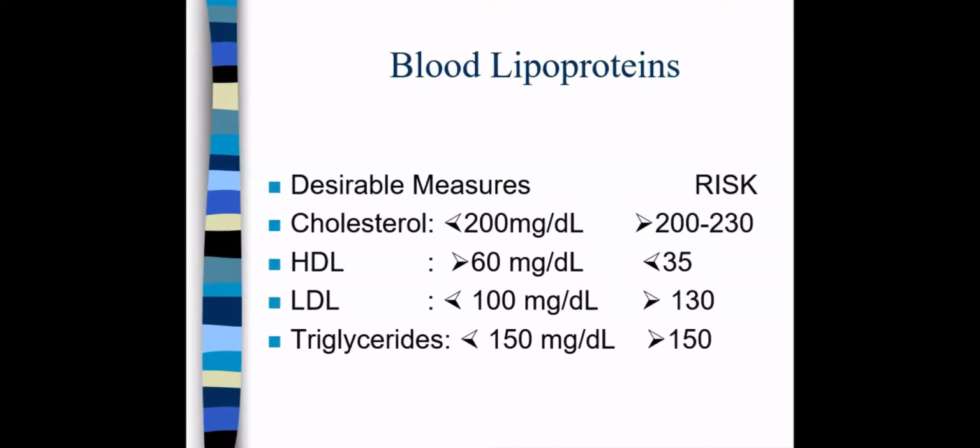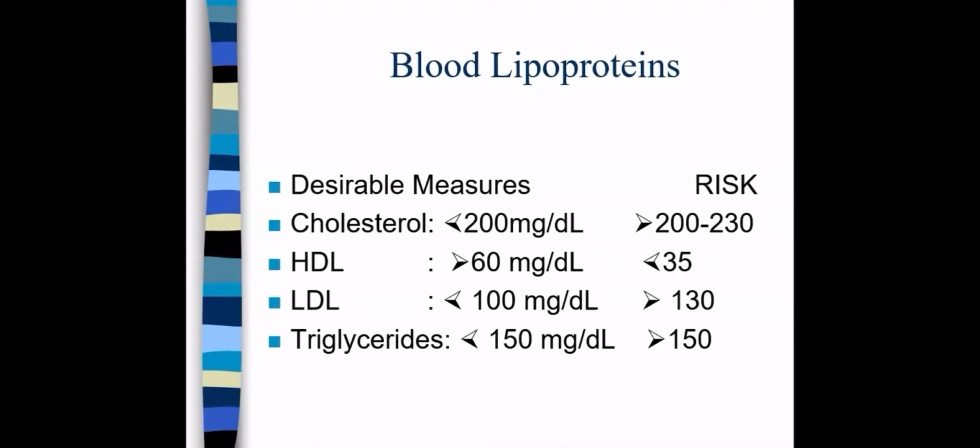We have the high density lipoproteins, that's the HDLs, and we want them to be greater than 60 milligrams per deciliter. If they're less than 35, then that is a risk also for developing hyperlipidemia. The LDLs, which is the low density lipoproteins, we want them less than 100 milligrams per deciliter. At risk if you're higher than 130.